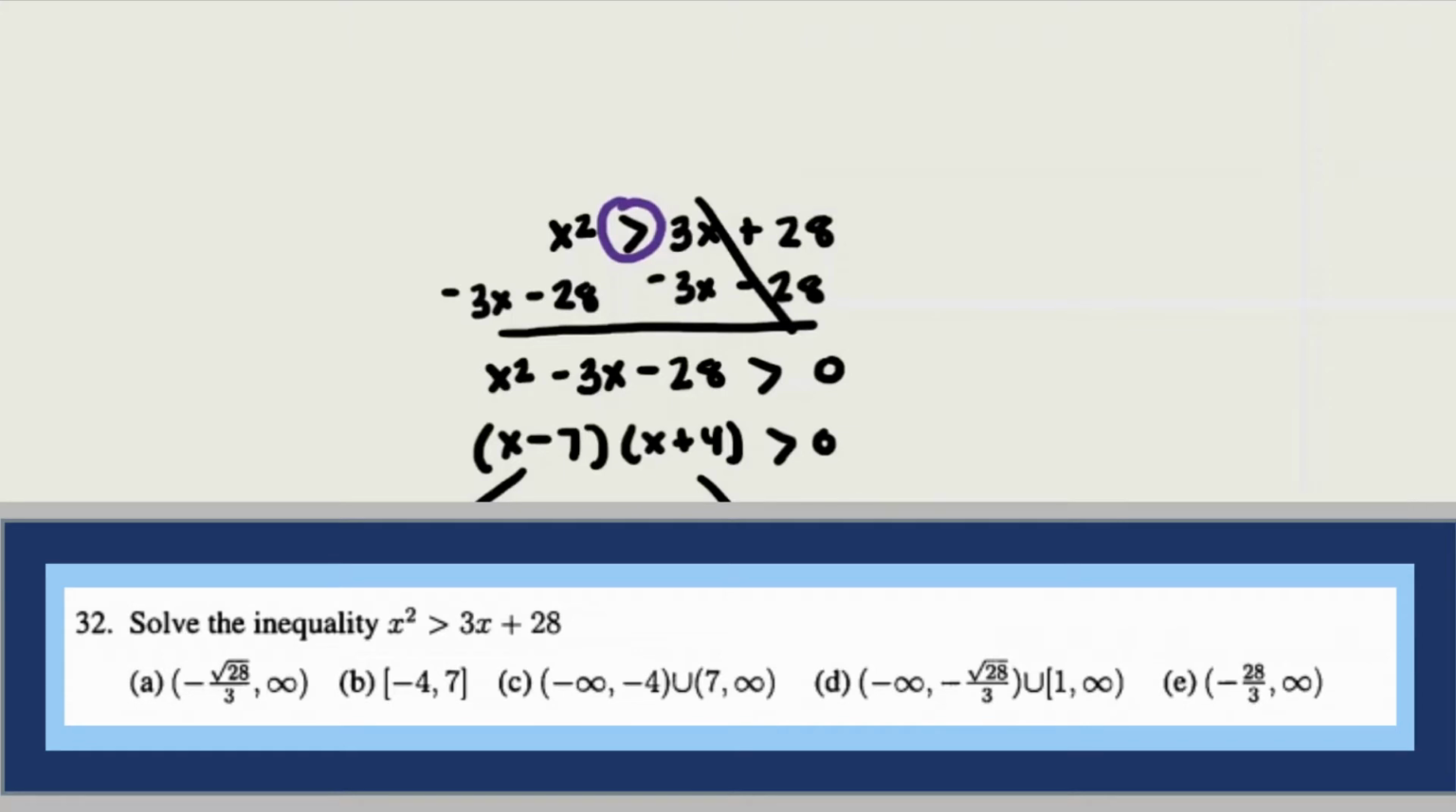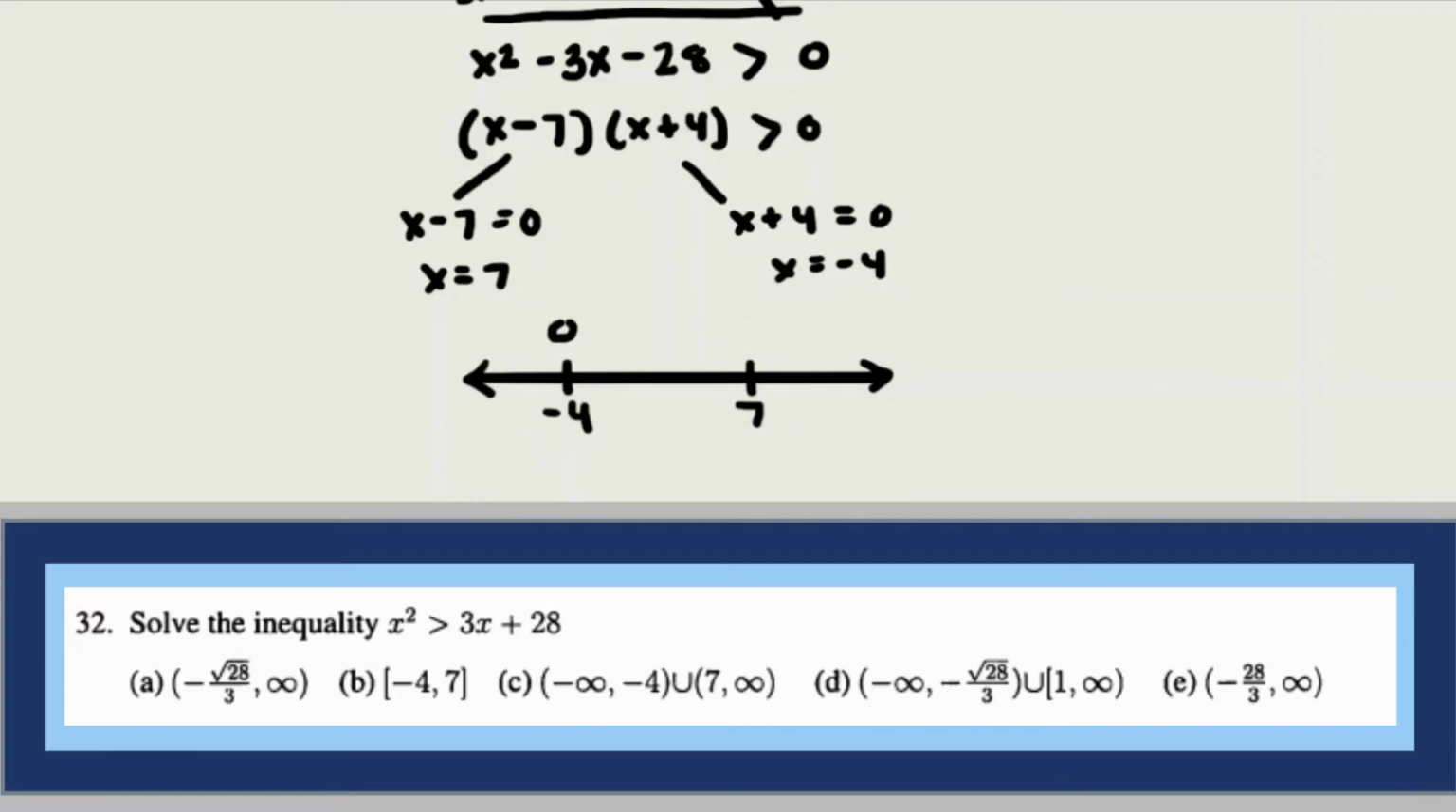I want you to notice that our inequality has a greater than sign. Remember, when we have a greater than or less than sign, that's going to be associated with open holes. So we're going to put open holes above our solutions. I'm going to put an open hole above -4 and positive 7. And then the next thing we're going to do, in order to find where x squared minus 3x minus 28 is greater than 0, is plug in values less than -4, between -4 and 7, and greater than 7. We're just testing to see which of those values give us a positive outcome, because we're looking for values greater than 0, which means everything that's positive.